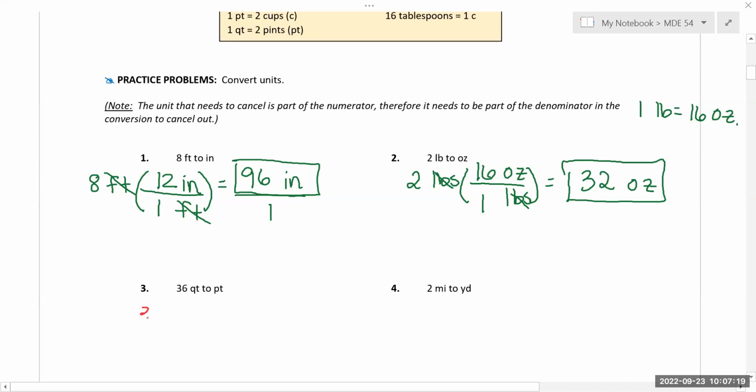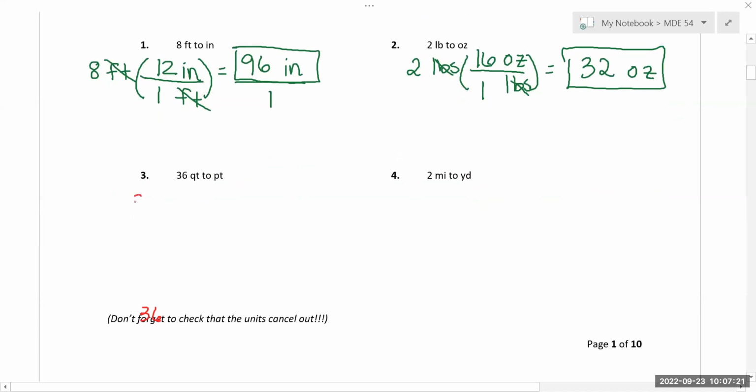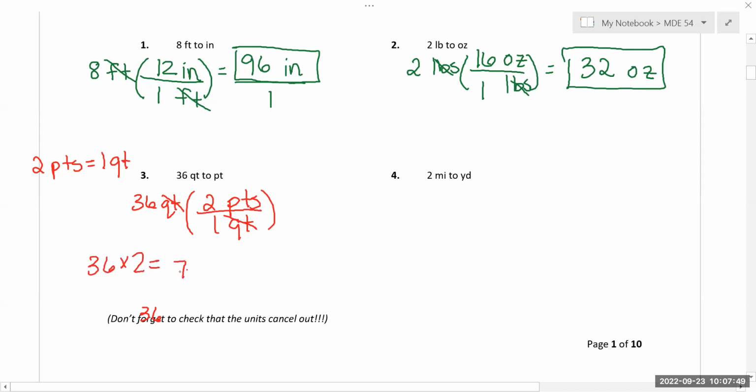So the 36 quarts. All right. Do I have a conversion to quarts from pints? I do. And it's right up in that form right above. So 2 pints is 1 quart. So I'm going to put 2 pints, 1 quart, because I want these to cancel. So then I'm going to multiply 36 times 2 to get my 72 pints as an answer.